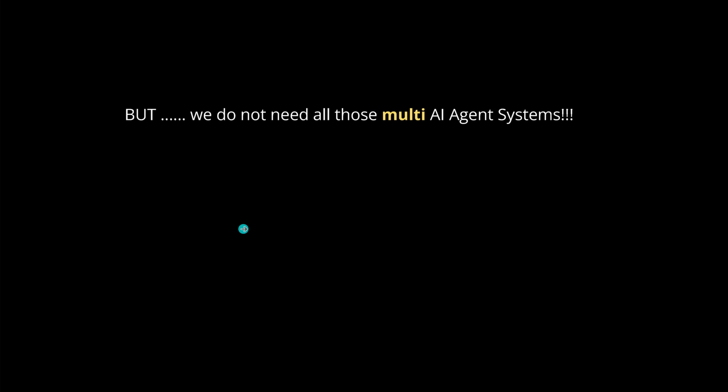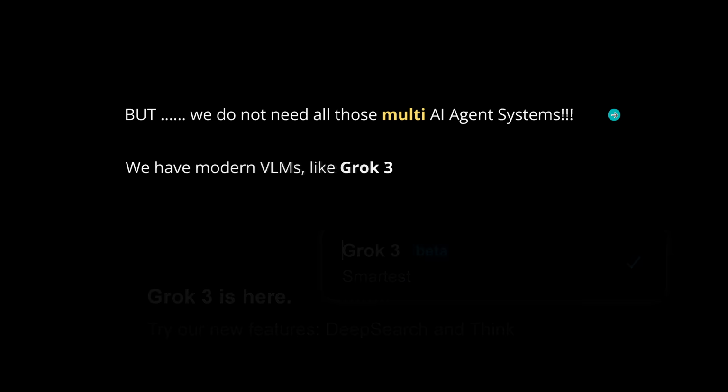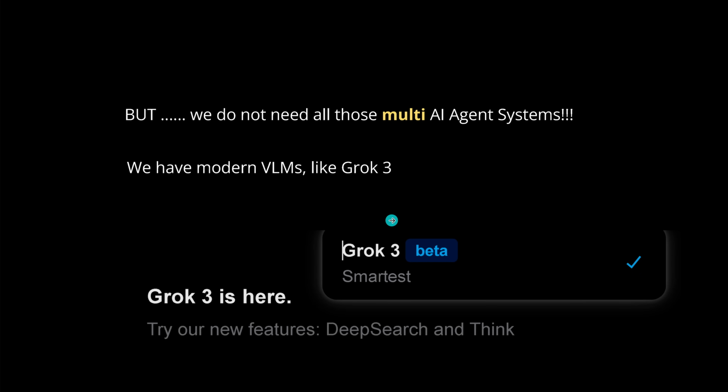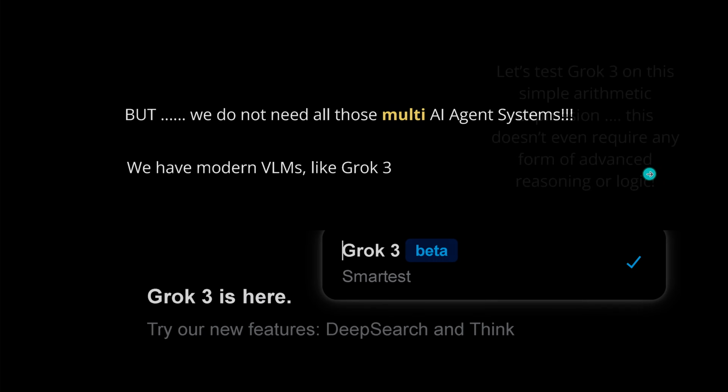Great. But you say, hey, wait, we don't need all this multi-AI agent system. Come on, it's too expensive. I don't know what it is. I have not watched your video here. What is a reward system? I know nothing. But we have modern VLMs, vision language models like Grok 3, no? This is it. This is all we need. I know that you think Grok 3 here is the smartest. I know, but you know what? This is just marketing. So let's test Grok 3 on this simple arithmetic expression we just saw in the simplest test, in the simplest configuration.